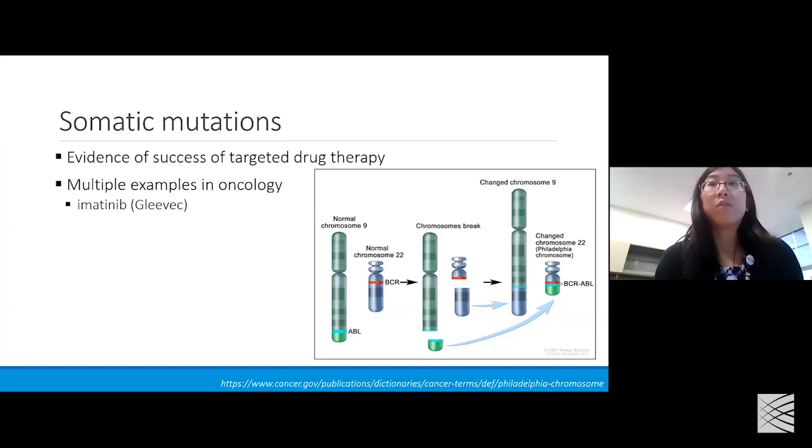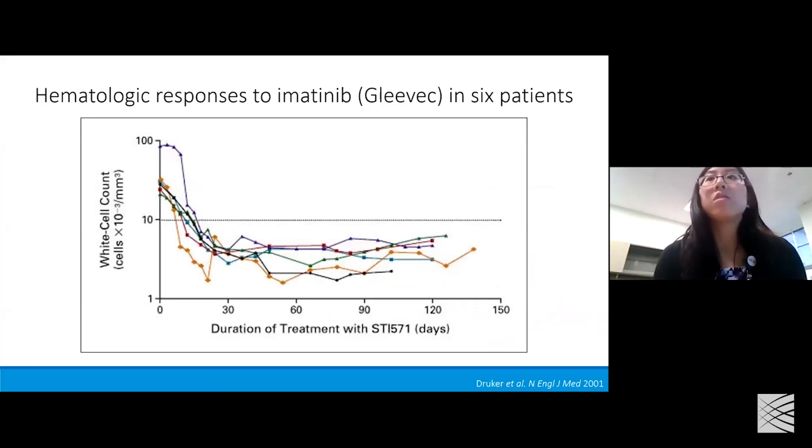This slide illustrates a phase 1 trial in which 6 patients received imatinib, and each line depicts the trend of the white blood cell count for a given individual. What you can see here is that within 2 weeks, the treatment led to a dramatic reduction in white blood cell count. This is an example of the success in understanding the role that somatic mutation can play in disease and how a targeted therapy can be used to address this defect.